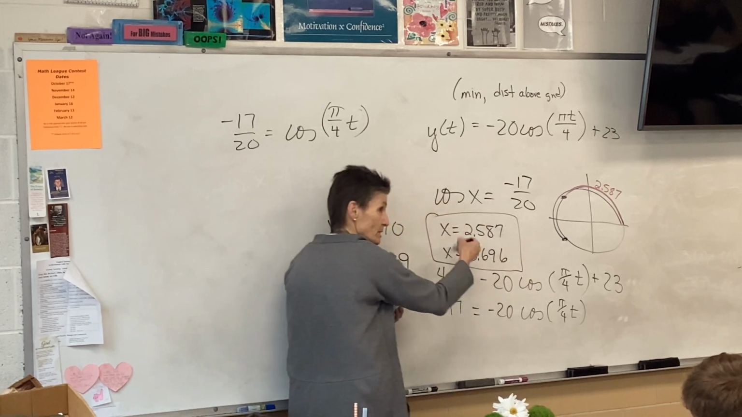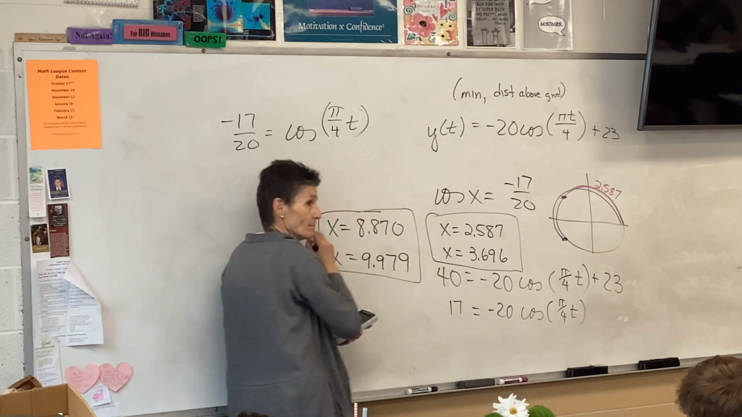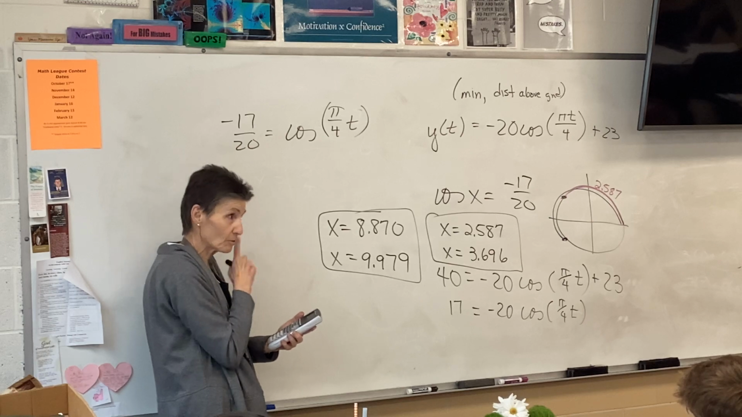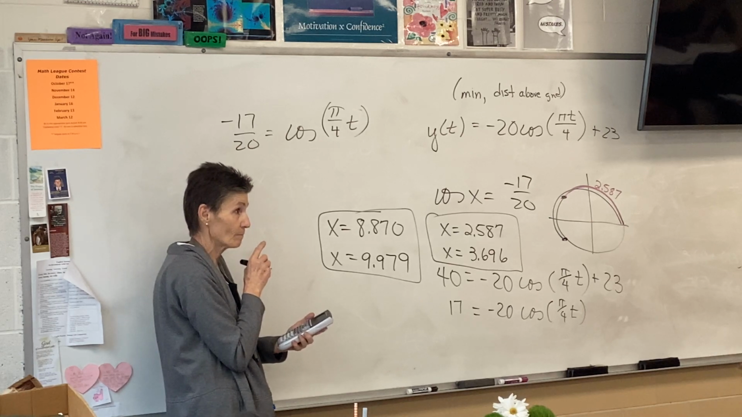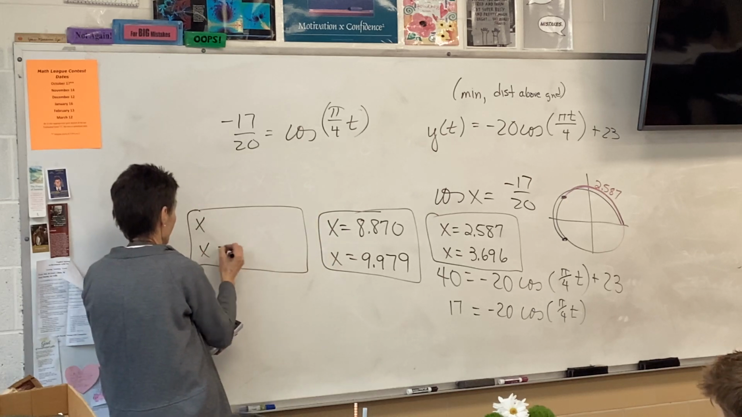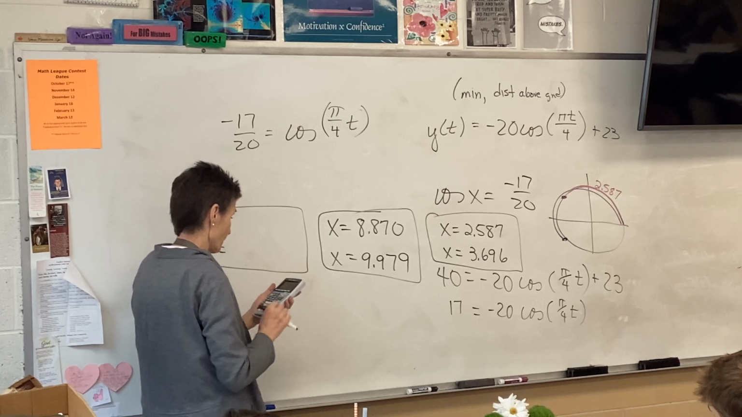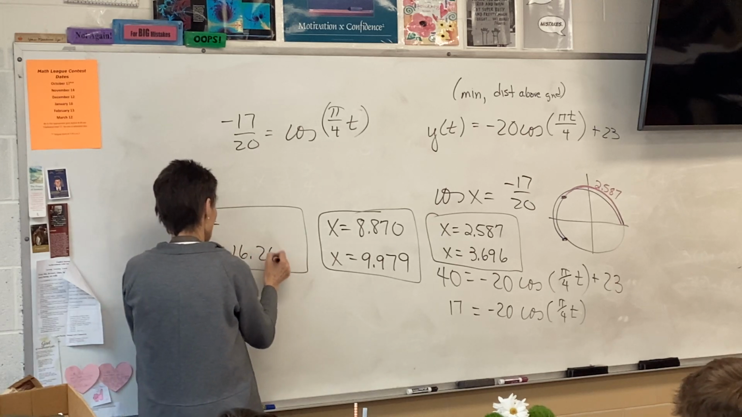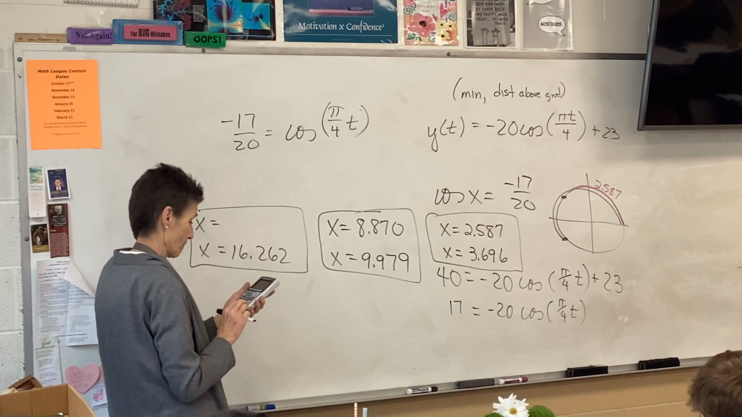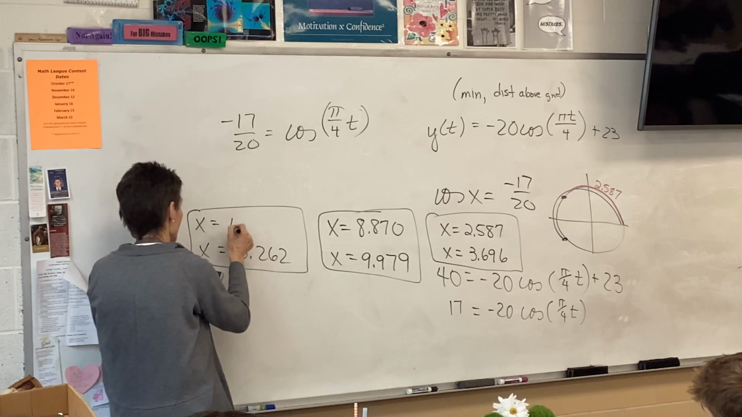So there's the first time around. Here's the second time around. I need a third time, so what am I gonna do? Add another 2 pi. 2 pi around. So 16.262. We're not done yet, guys. I see some of you looking at me funny, and you should be. We're not done yet.